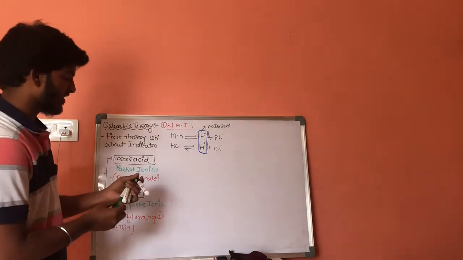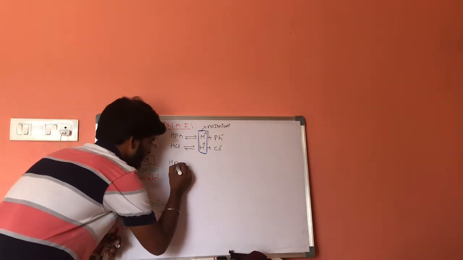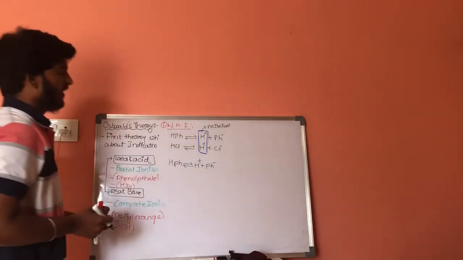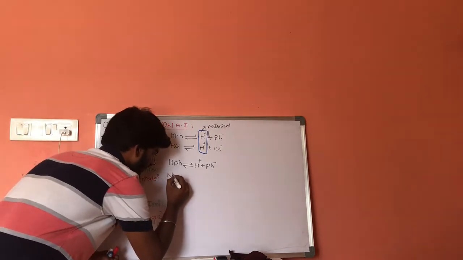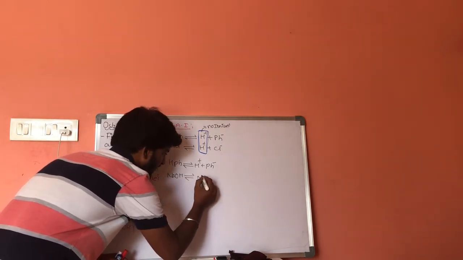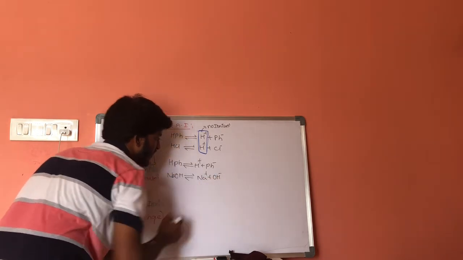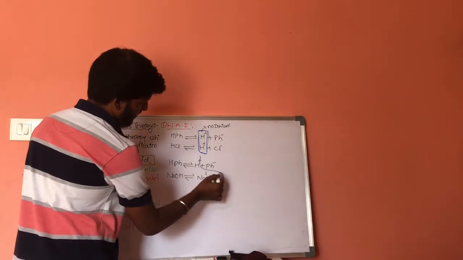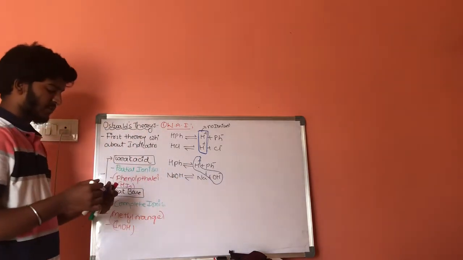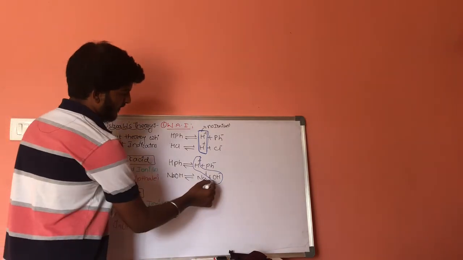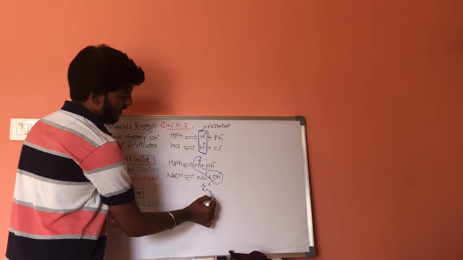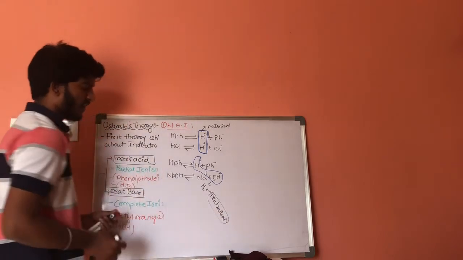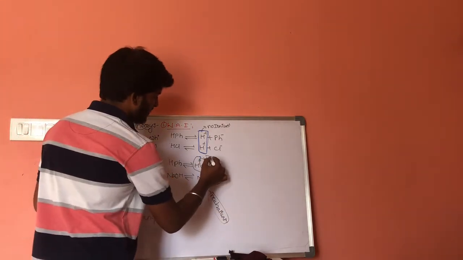But if we consider the same example, HPh undergoes partial ionization to give H plus and Ph minus ions, and it is treated with sodium hydroxide solution, NaOH, that is Na plus and OH minus ions. Here there is no common ion effect. The H plus and OH minus ions unite to form water, which is a neutralization reaction, and then ionization takes place.